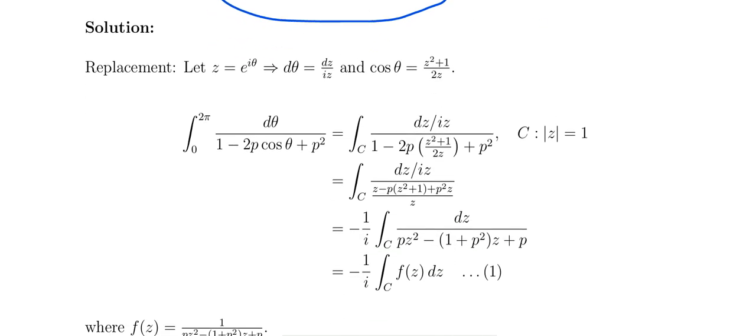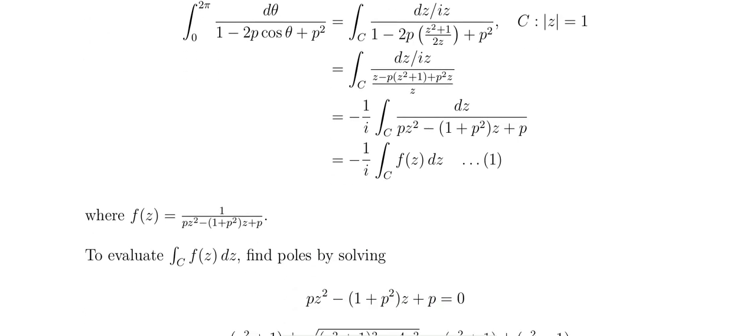So that is the same procedure. We get p z square minus of (1 plus p square) into z plus p.